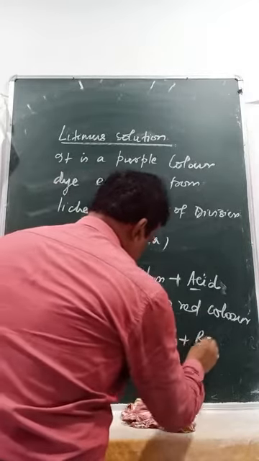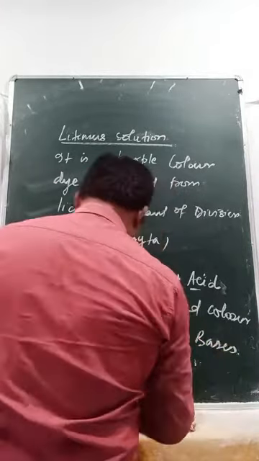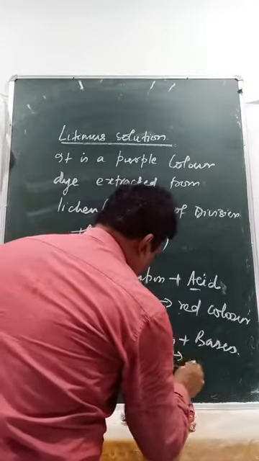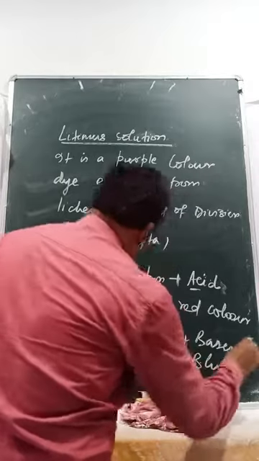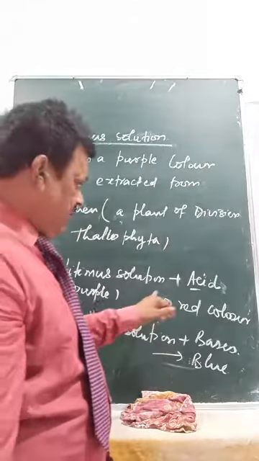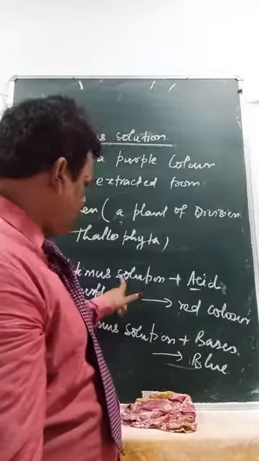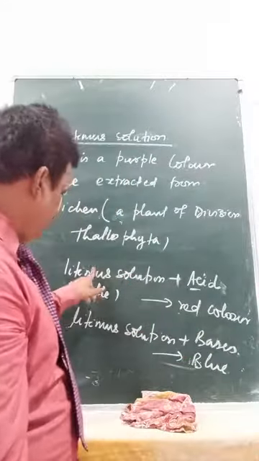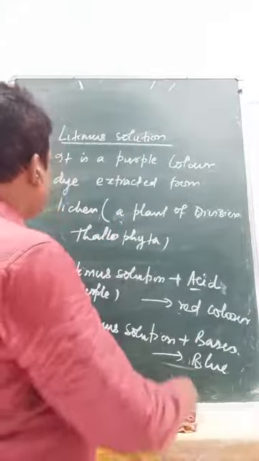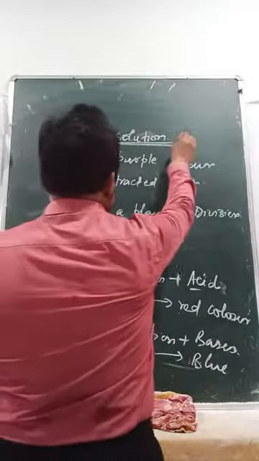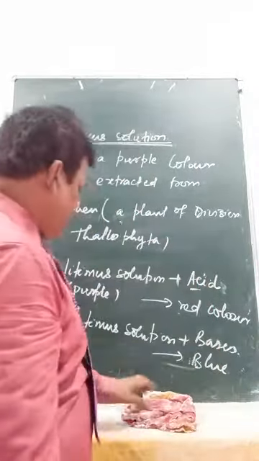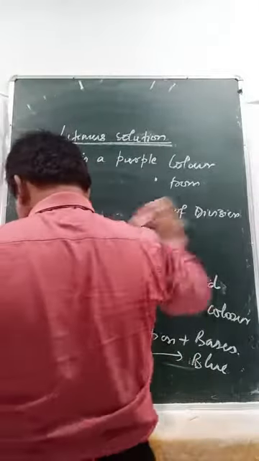when you add bases to it, what will you get? The color will change to blue. Look, litmus is purple color. When you add acid, the color changes to red. When you add base, the color changes to blue. So that is what we call a litmus solution. What is that litmus solution? This is an indicator. Okay, now look at another one.